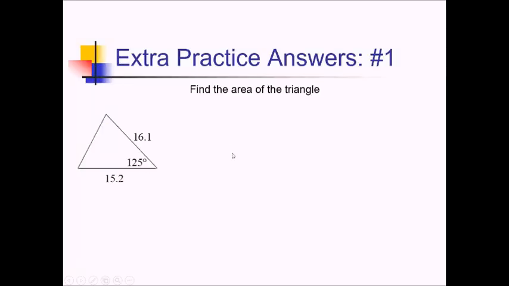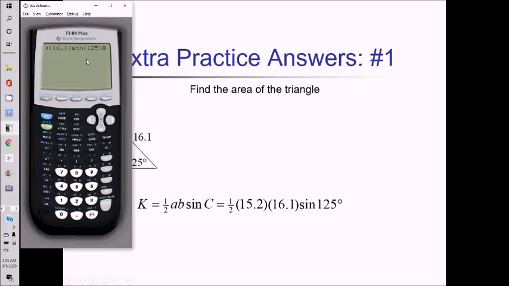To find the area of this triangle, we have to first pick the right formula. Since I've got two sides and the angle between them, I'm going with the half-sine formula, 1/2 AB sine C. So we've got 1/2 times 15.2 times 16.1 times the sine of 125, which we'll now plug into the calculator. Plugging all that in and pressing enter, we get 100.2.